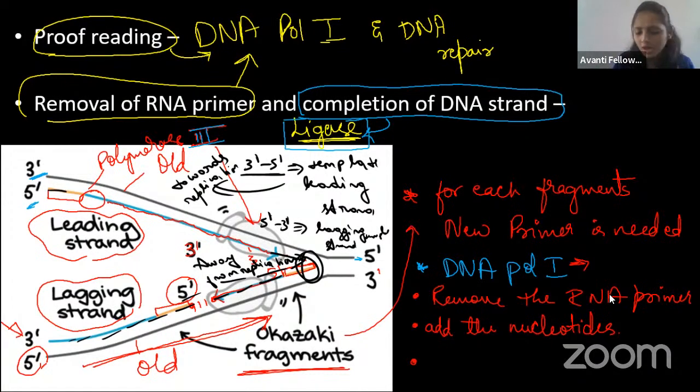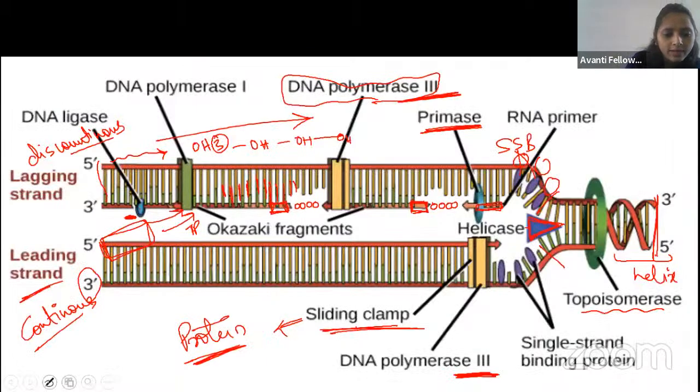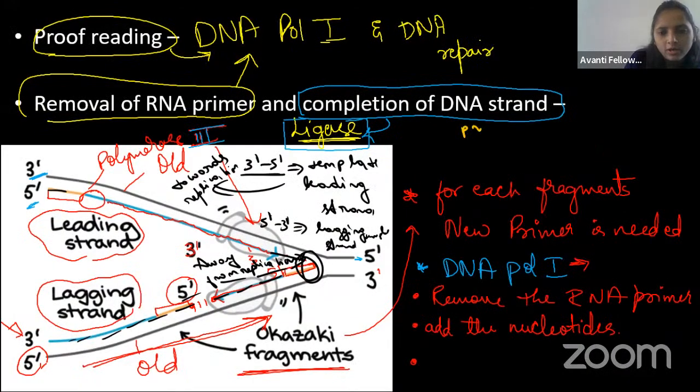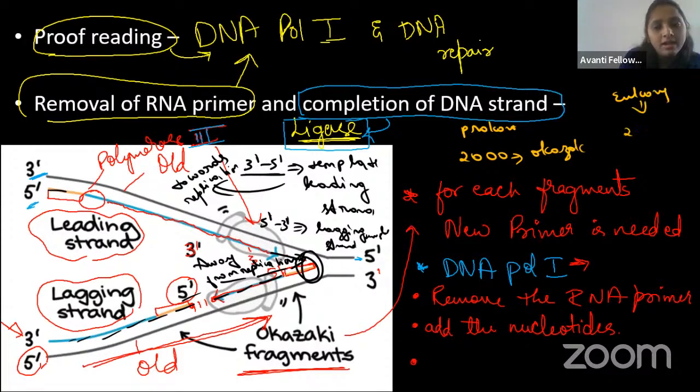So how many Okazaki fragments will be there? When we are talking about prokaryotes, there will be 2000 Okazaki fragments in one replication. But when you are talking about eukaryotes, there are only 200 Okazaki fragments. Okay, guys. Fine. This is about the replication.